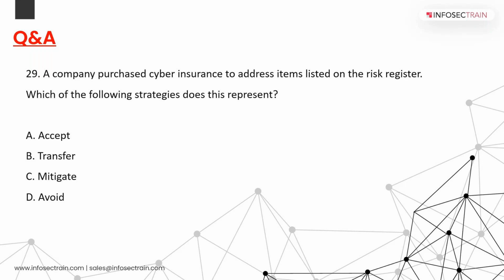Okay, guys. So let's see the question. The question says that a company purchased cyber insurance to address items listed on the risk register. Which of the following strategies does this represent? So first is risk acceptance. Risk acceptance means, guys, to accept that if I perform this particular activity, these are the risks and I accept that, I'm prepared for that. Correct, that's risk acceptance.